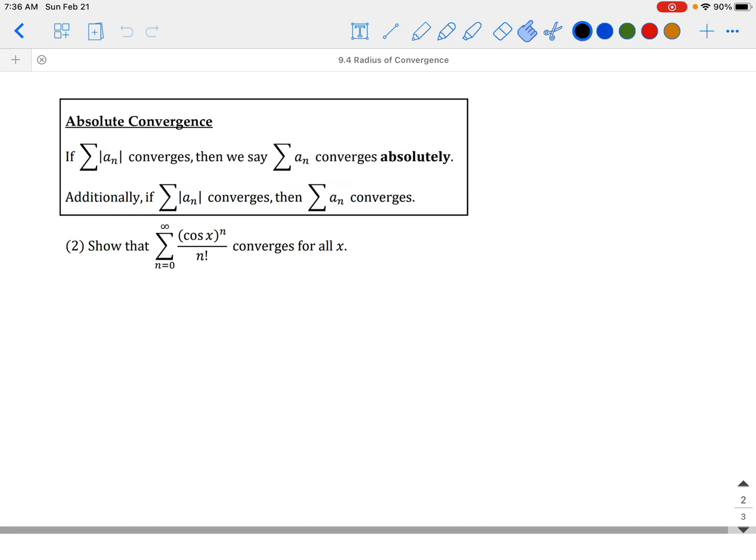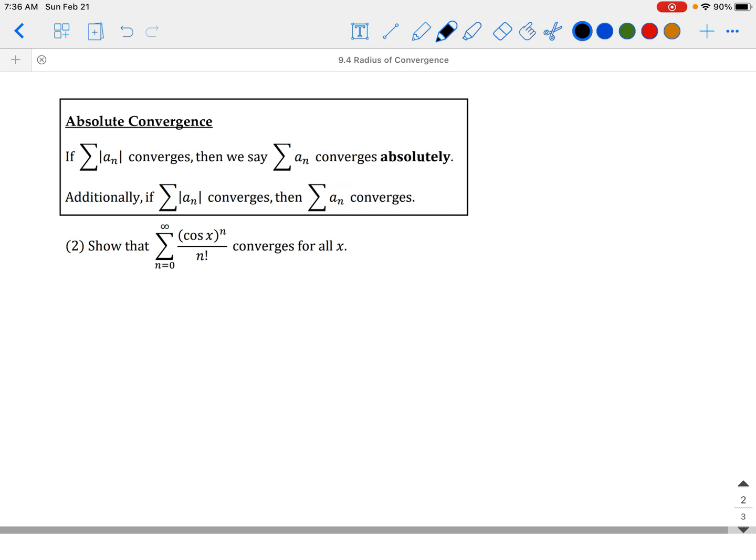So for the first example here, we want to show that the power series from n equals 0 to infinity of cosine x to the n over n factorial converges for all x. So meaning irrespective of the value of x, will this always converge? We can see that this is going to converge because this is equivalent to the power series for e to the cosine x, which converges for all x. So this is going to be a pretty easy one to determine convergence for.